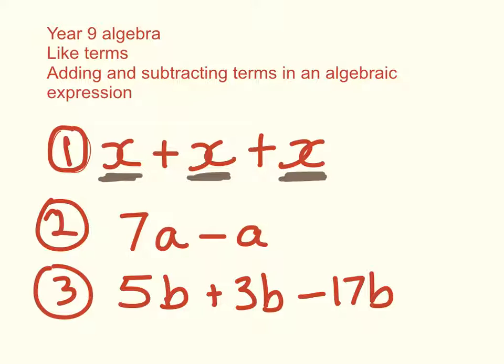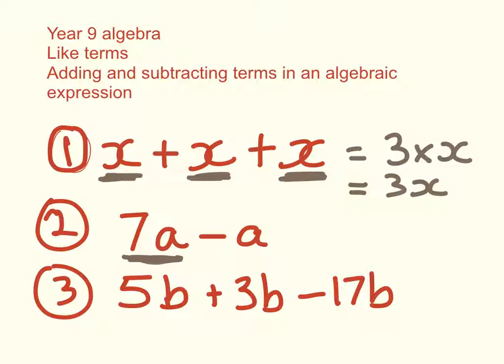Okay, so we've got x and another x and another x. Those x's are all exactly the same number, we just don't know what it is, so we've got 3 of them. When we're learning how to do 3 lots of something, back in year 2 or 3, we write 3 times x. Algebra is just the same, only we don't need that times sign, so we write it as 3x. In number 2, we've got 7 lots of a, take away a.